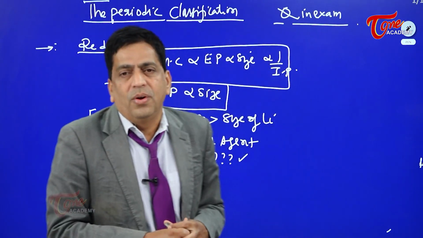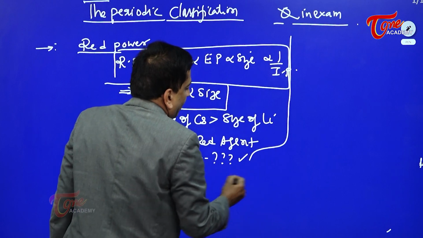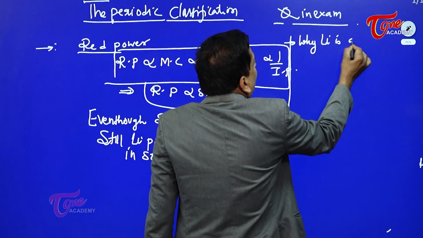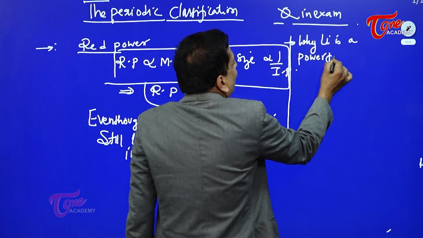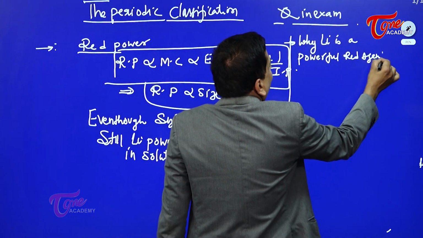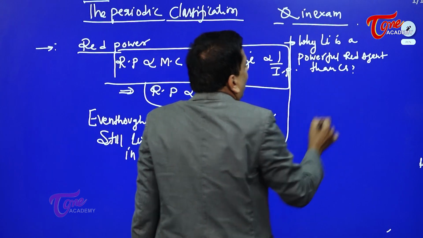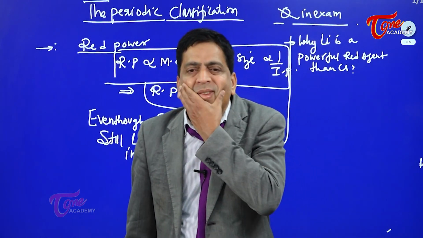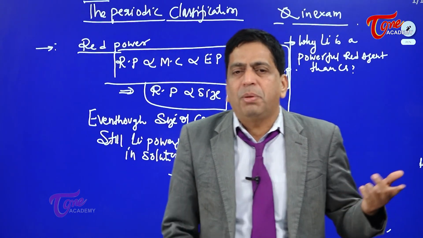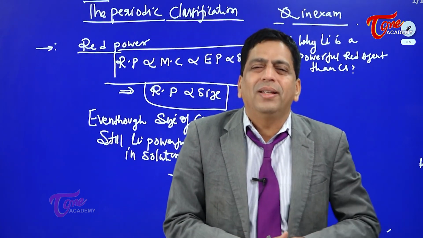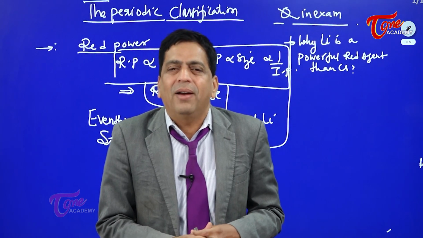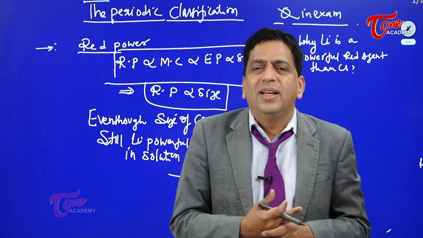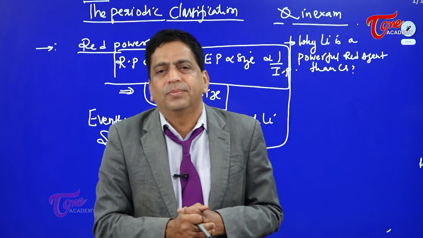So let's give the answer now. Why is lithium a powerful reducing agent than cesium? Let's give an explanation for this. Remember, if you are speaking of reducing agents, then you should be very easily removing the electrons. And for that, you should show a strong tendency to vomit electrons. When you exhibit a strong tendency to vomit electrons, then it's easy for me to remove the electron from you. Right?